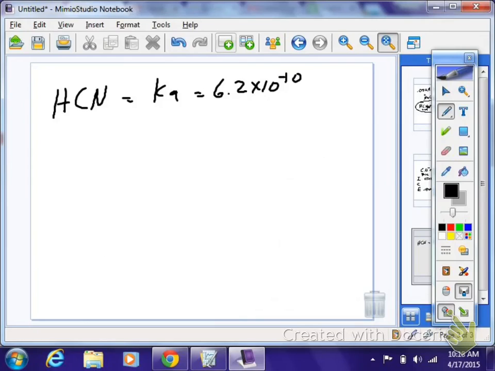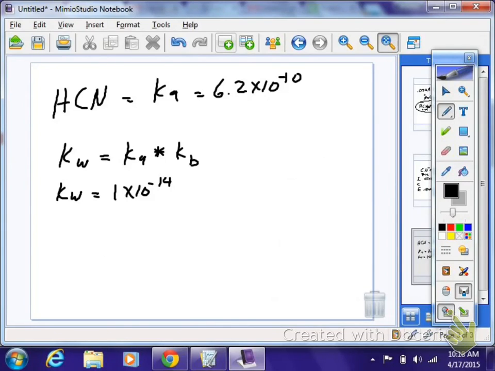Now, you guys have your packets. You should have something that looks like this in your packet. It says Kw equals the Ka times the Kb. Okay, if you look that up, that'll be in your packet. Now the Kw, they'll tell you what the constant is at 25 degrees Celsius. So Kw equals 1 times 10 to the minus 14th.